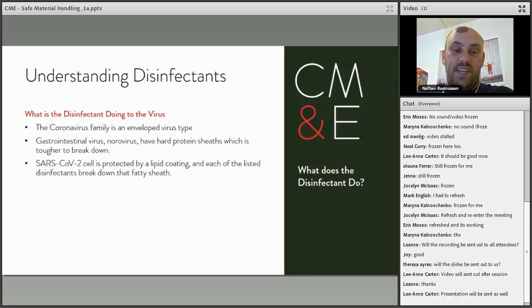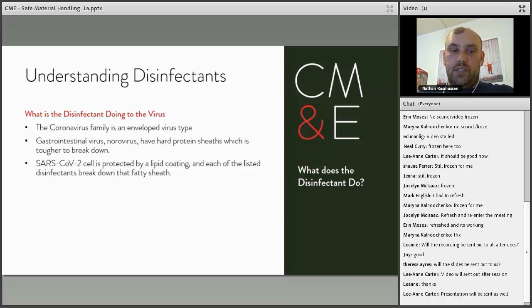What is that disinfectant doing to the virus? Well, the lipid sheath viruses, the coronavirus family, are an enveloped virus type. They are protected by that coating. And each of the listed disinfectants that we see on the Health Canada list of hard surface disinfectants, or the Environmental Protection Agency's list to the south, all of those products break down that lipid sheath and deactivate the virus, kills it.